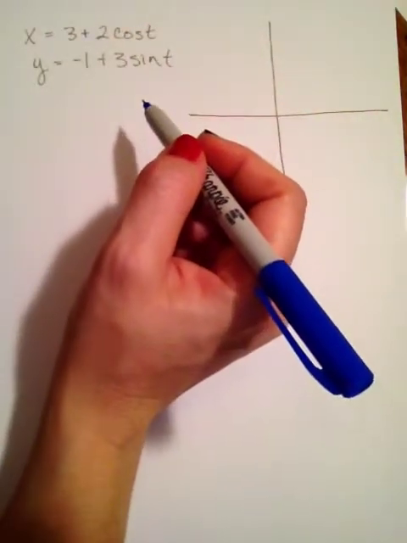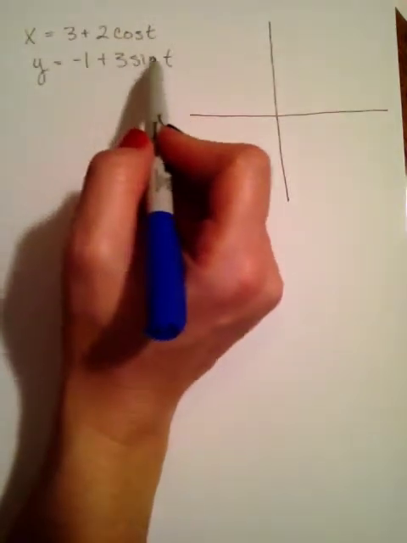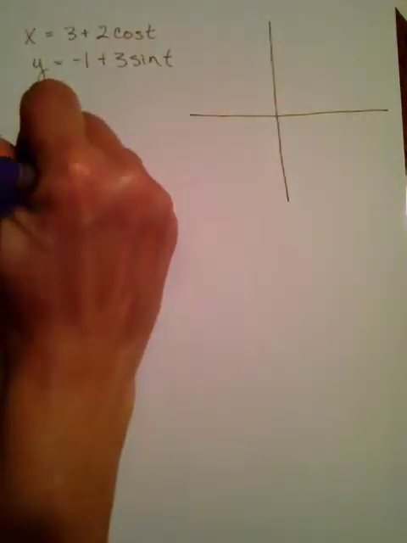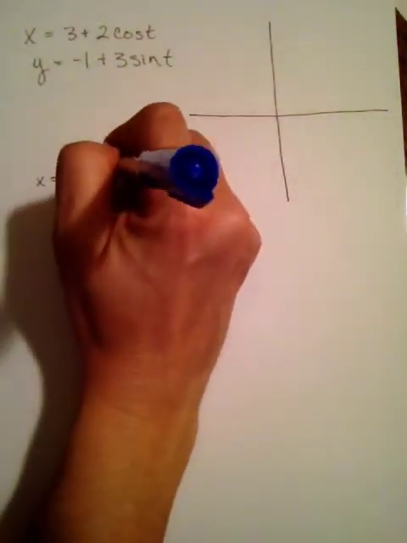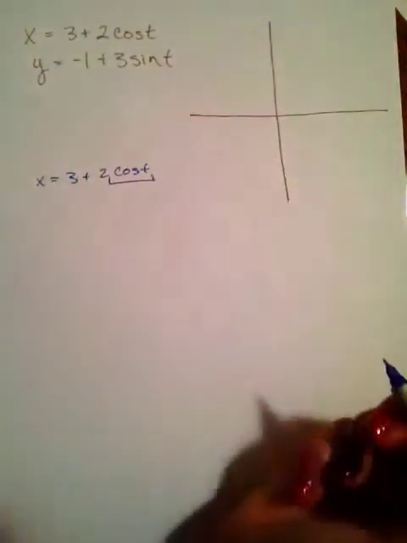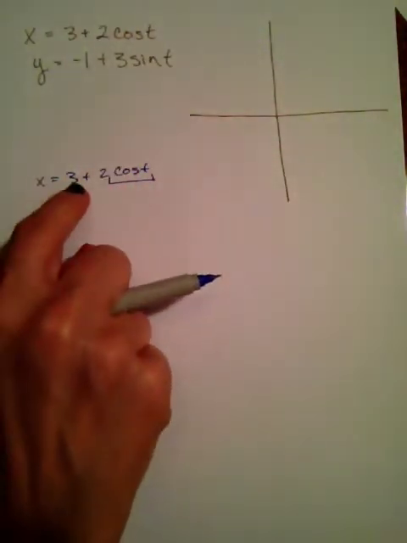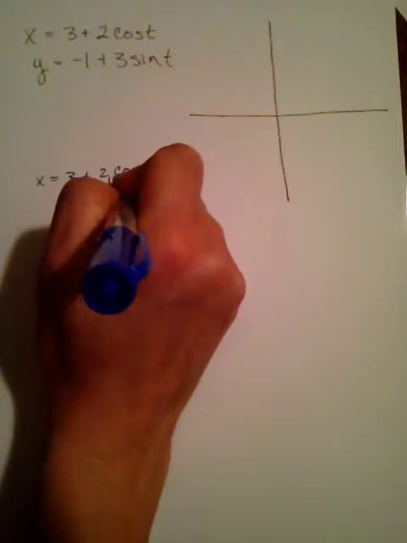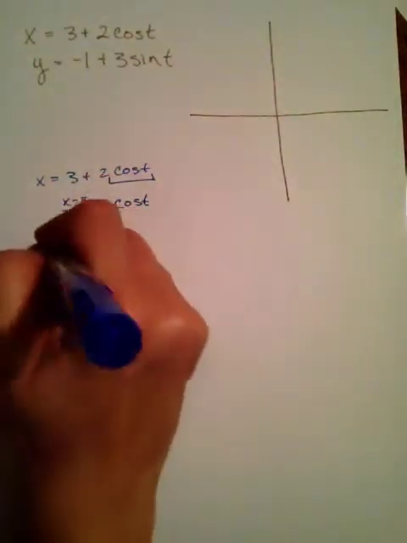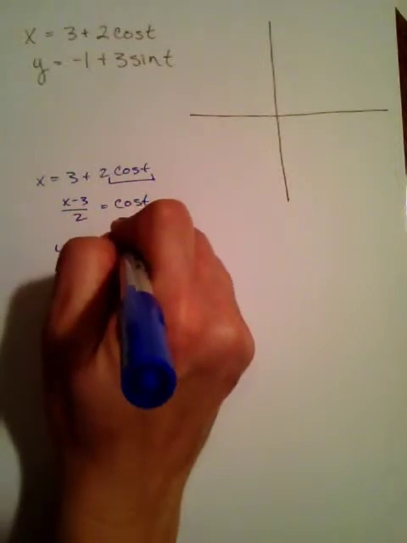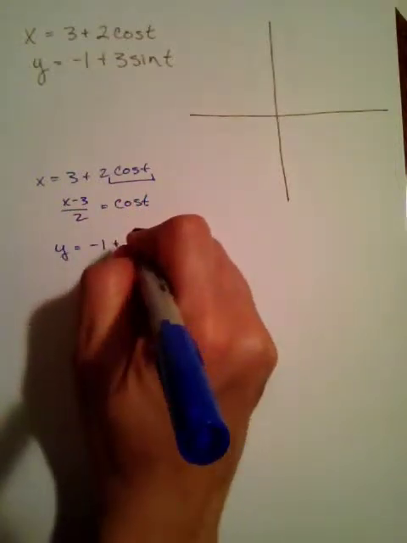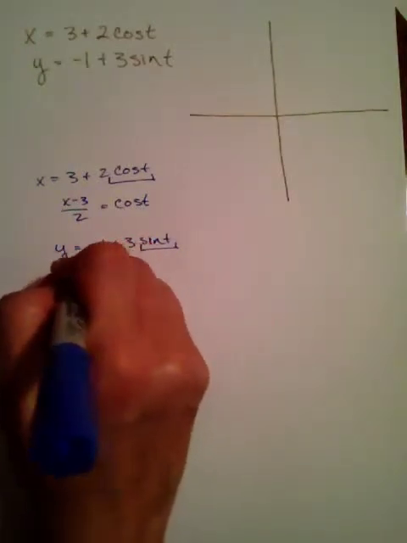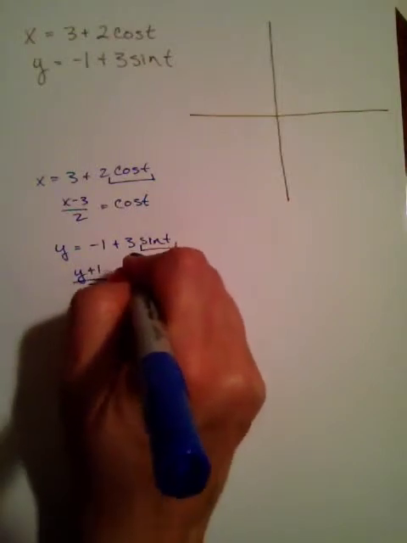But what you can actually do when you see stuff like this is not get intimidated by the sine or the cosine. What I'm going to do is actually solve for each of those. So if I have x equals 3 plus 2 cosine t, I'm going to solve for the cosine t. To do that, I will have my x, I'll subtract the 3 and then divide by 2. So I have x minus 3 divided by 2 equals cosine of t. My other equation was y equals negative 1 plus 3 sine t, and I'm going to solve for the sine t. So I'll add 1 and then divide by 3. So y plus 1 divided by 3 equals sine of t.